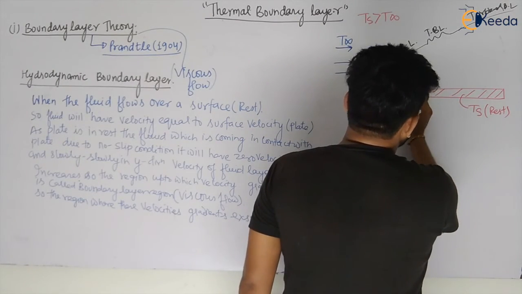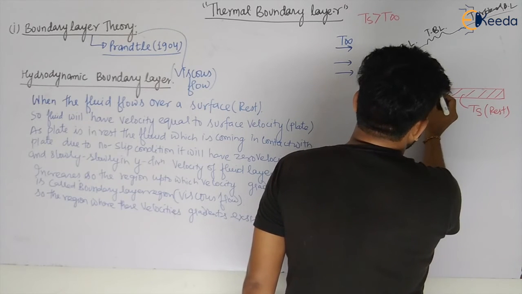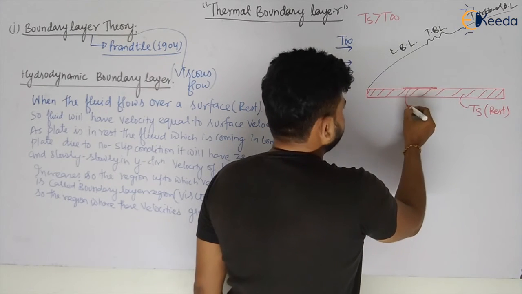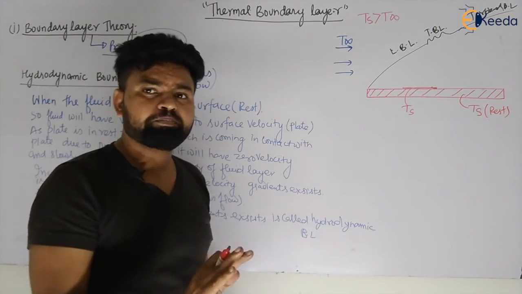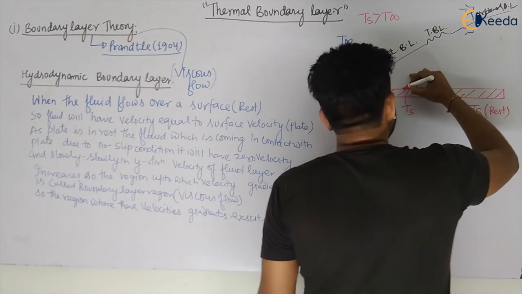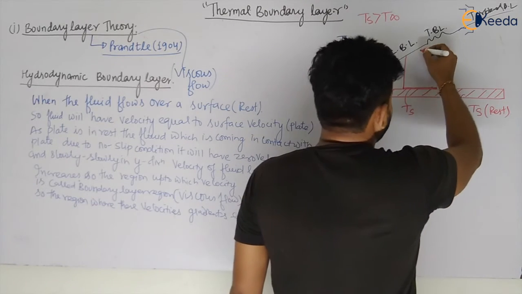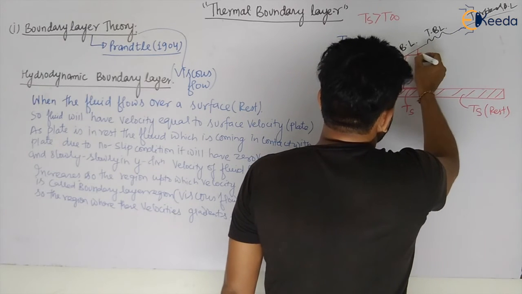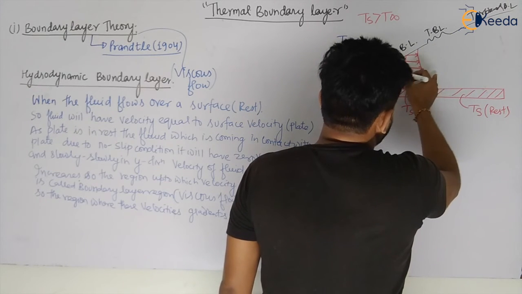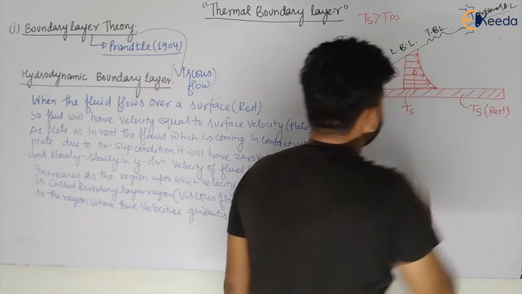As soon as the fluid comes in contact with this plate, my dear students, this layer of fluid will attain the temperature of the plate. Now slowly in the upward direction, the temperature will decrease. The temperature will try to decrease like this, my dear students. So there will be heat transfer from the plate in this direction.